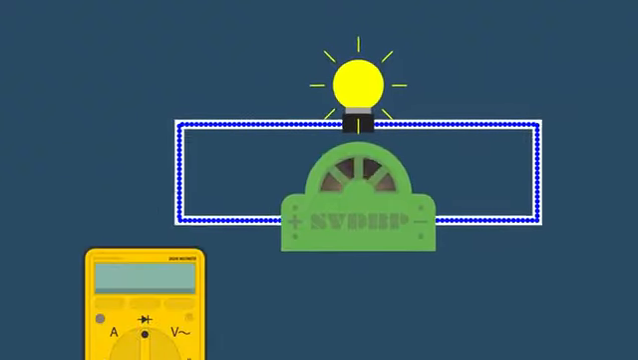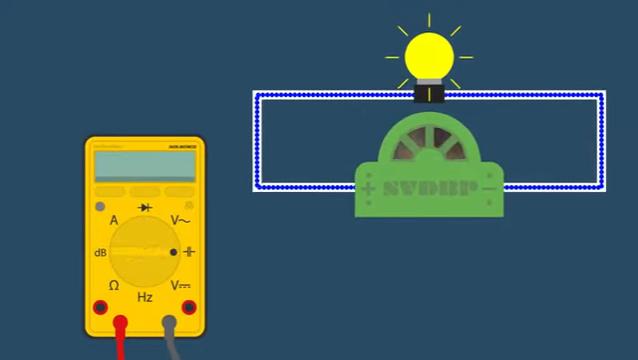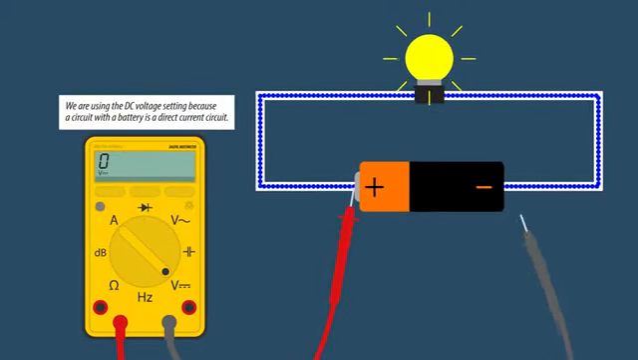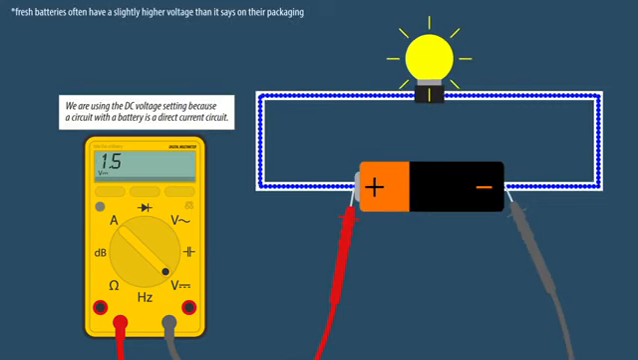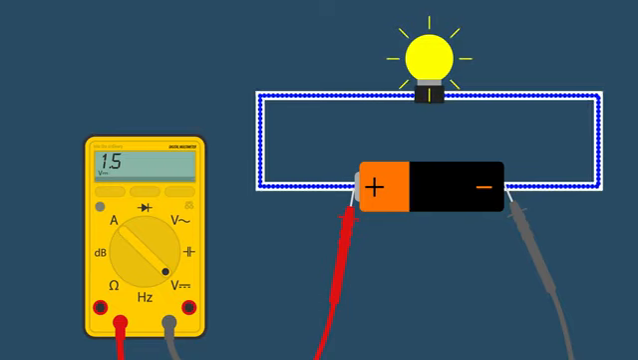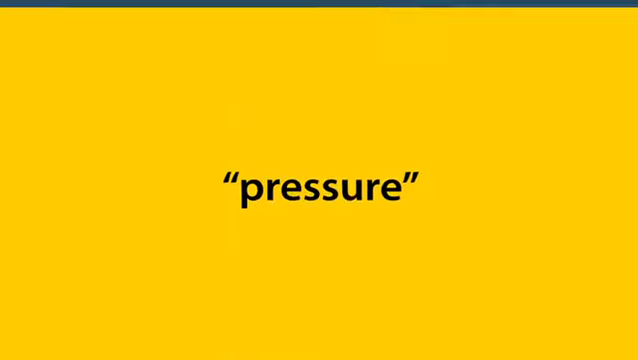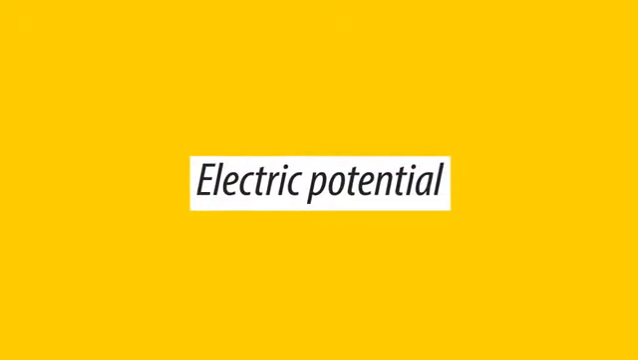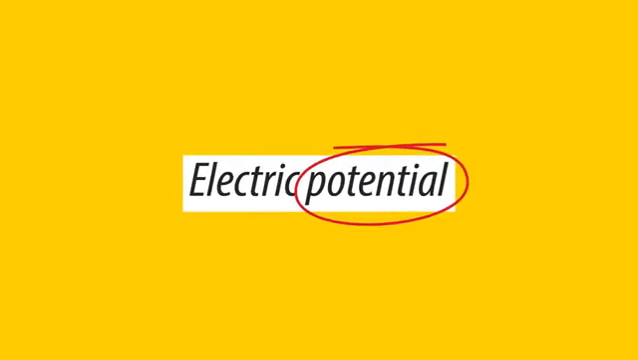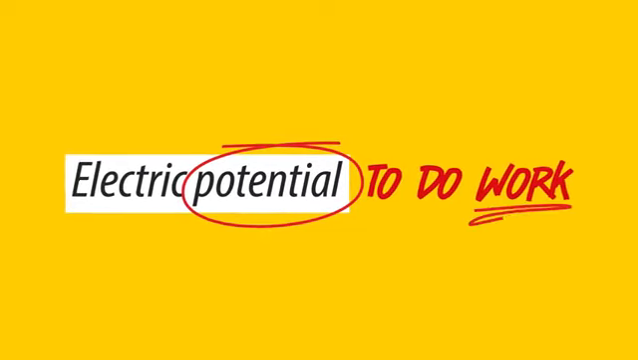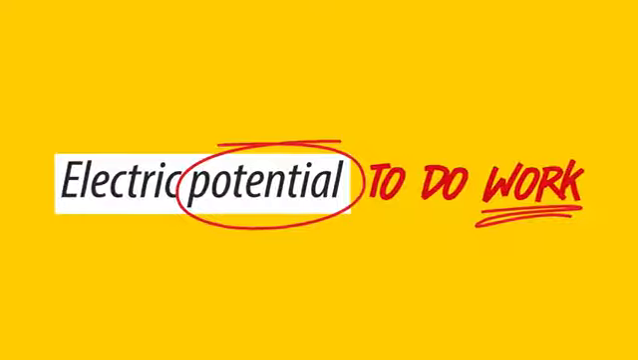For now, let's use a multimeter on the voltage setting and take a measurement at the negative and positive terminals, the electrodes of our battery. It's this difference in pressure between the anode and cathode that we express in voltage or volts. And although I've said pressure a lot so far, voltage in other words, what we are really talking about is electric potential. The word potential is important because it describes the potential amount of work this power source can provide.